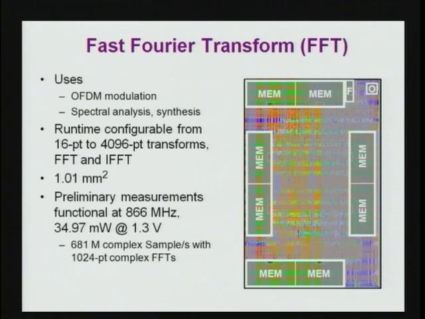Our particular processor is configurable at runtime to analyze 16 to 4,000 point FFT and IFFT complex transforms. It occupies a 0.01 square millimeter area, and preliminary results show that at 866 megahertz, it runs at about 34.97 milliwatts at a 1.3 volt supply. Now, the continuous flow architecture of this processor allows it to run at high throughputs. So with this clock rate, if it analyzed 1,000 point complex FFTs, it can achieve a throughput of 681 million complex samples per second.